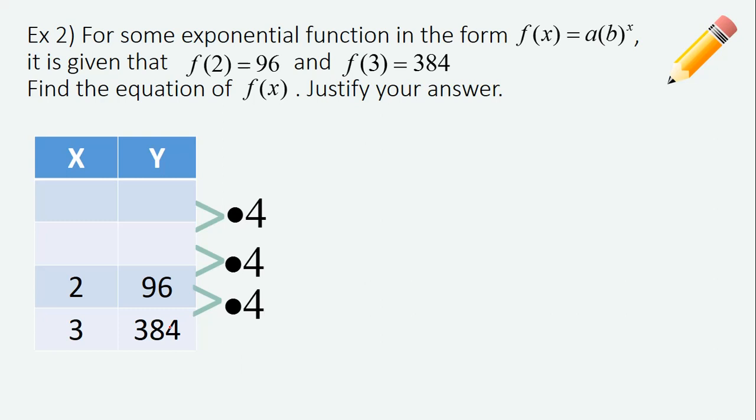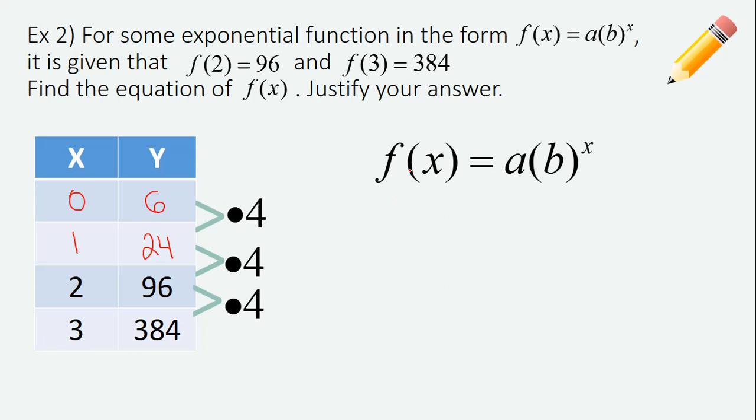So if I work backwards, I get that it'll be (1, 24). That's me just dividing. Now divide by 4 one more time. I'm going to get (0, 6). So in this case, my function is going to look, remember, a is what you're starting with, your initial value, aka your y-intercept. So in this case that is 6 times my b value, which is what I'm multiplying by each time, 4. So 6 times 4 to the x should be my answer.